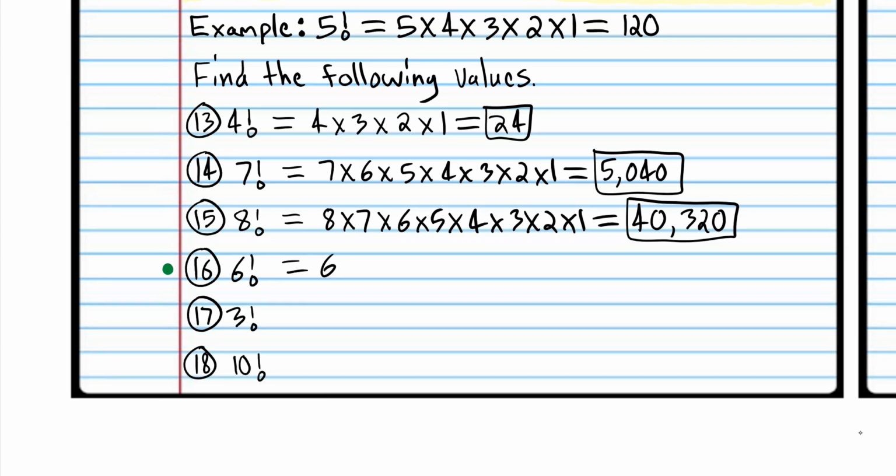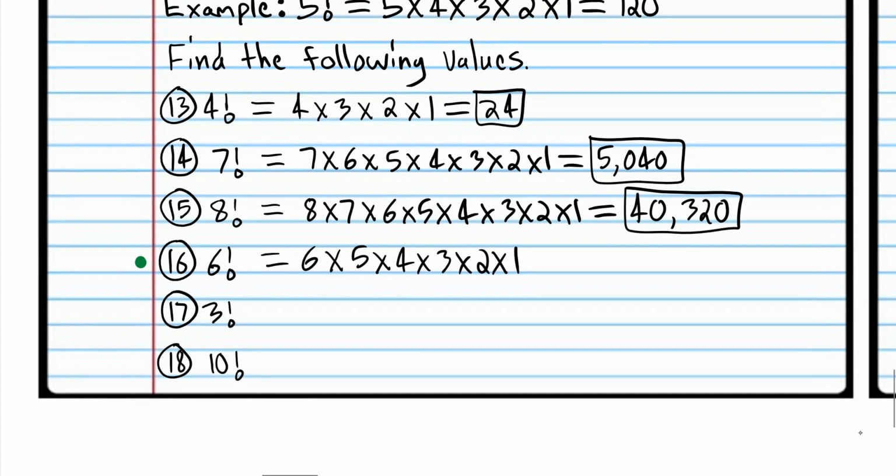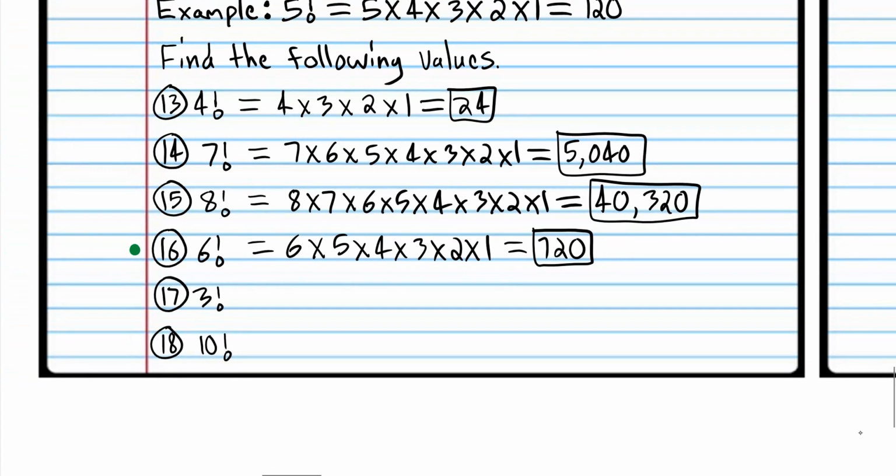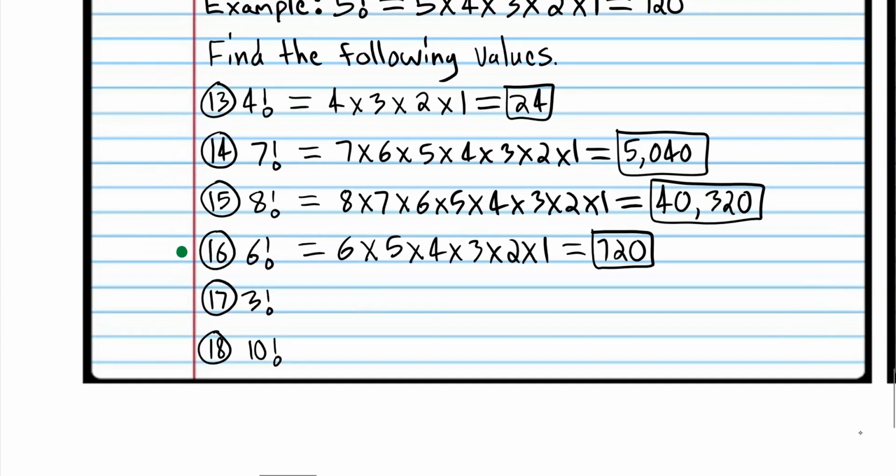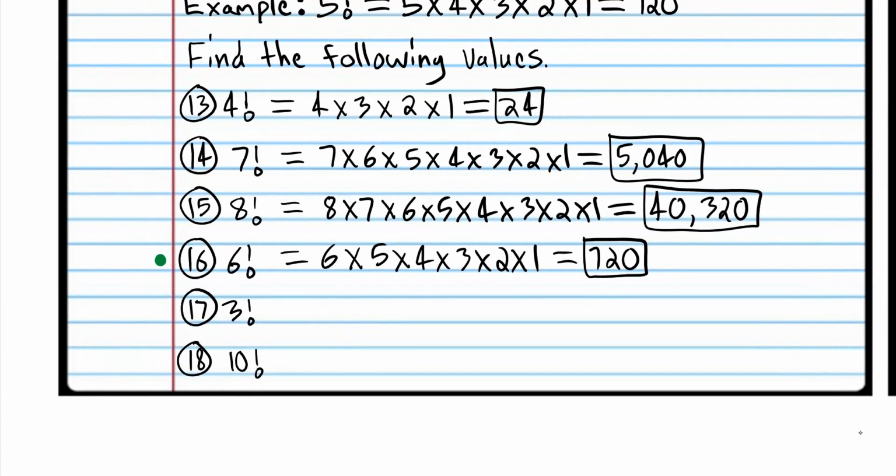Okay, we're back. So 6 factorial is 6 times 5 times 4 times 3 times 2 times 1. So if we do that on our calculators, we get 720. Now you could probably do that in your head, but you can also do it on your calculator. Now, number 17 you can definitely do in your head, so try number 17 without the calculator, and when you come back, we'll do it together.